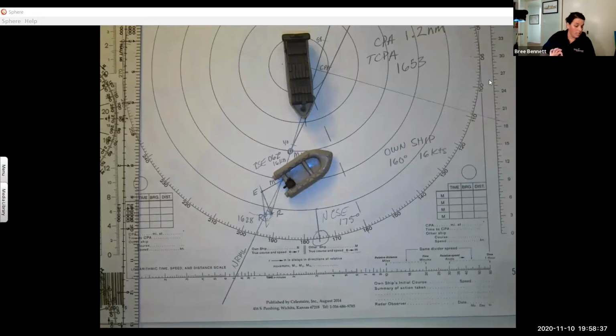Okay. They have a couple more questions here. What is your new time of CPA? And what is the bearing of our new CPA? And then what is the contact's new bow crossing distance?